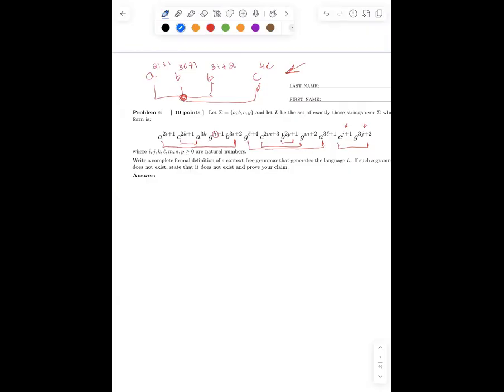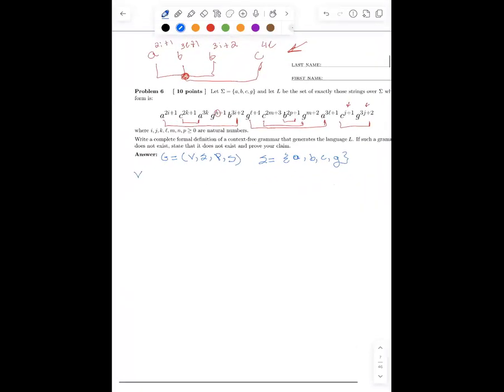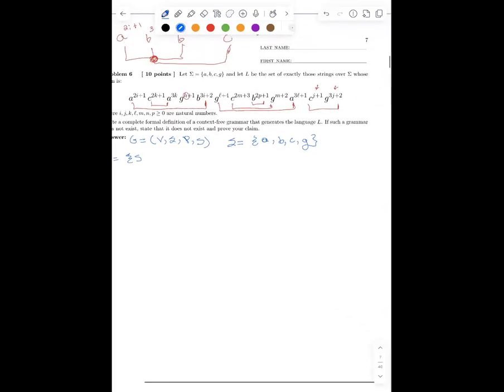So because we need to write the context-free grammar, I need again my G. Please don't forget it because you will lose points on the exam for that. Then I have sigma, and I'm using the letters A, B, C, and G. And then I have my V, and I'm gonna start with S.